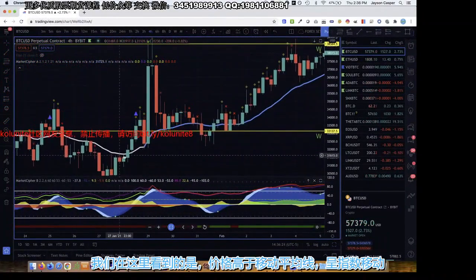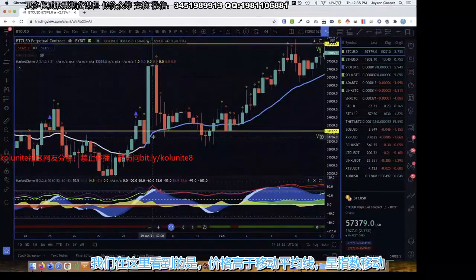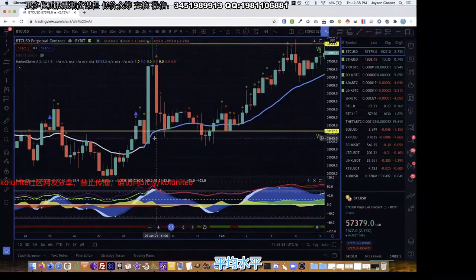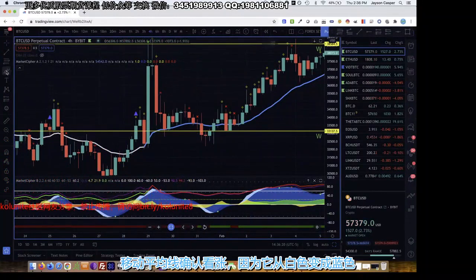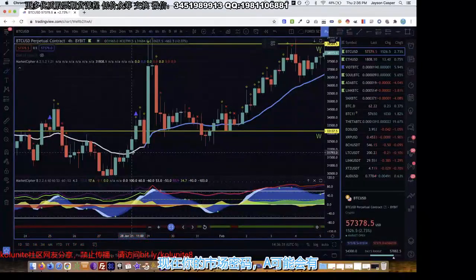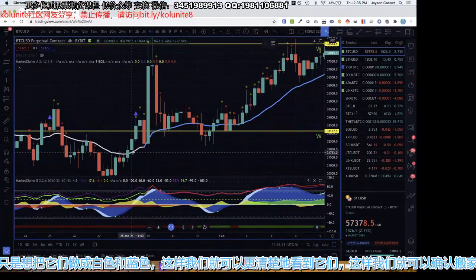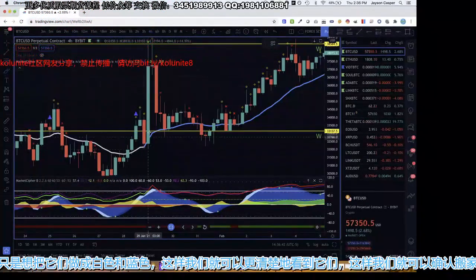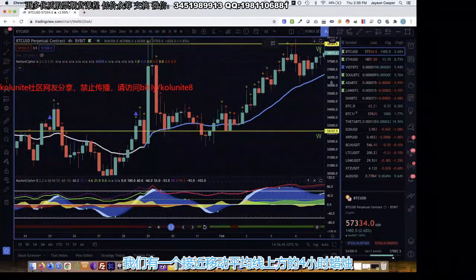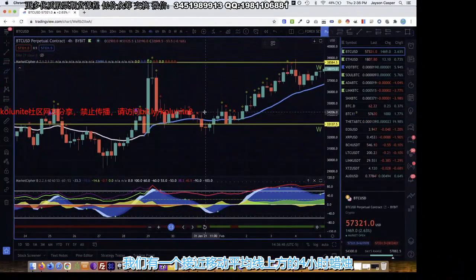We see that price comes up above this moving average, this exponential moving average, and the moving average confirms bullish because it turns from white to blue. Now, your Market Cipher A is going to probably have a different color than mine. I just want to make them white and blue so that we can see them more clearly. So we have a confirmation over the moving average, and we have a 4-hour candle close above the moving average.